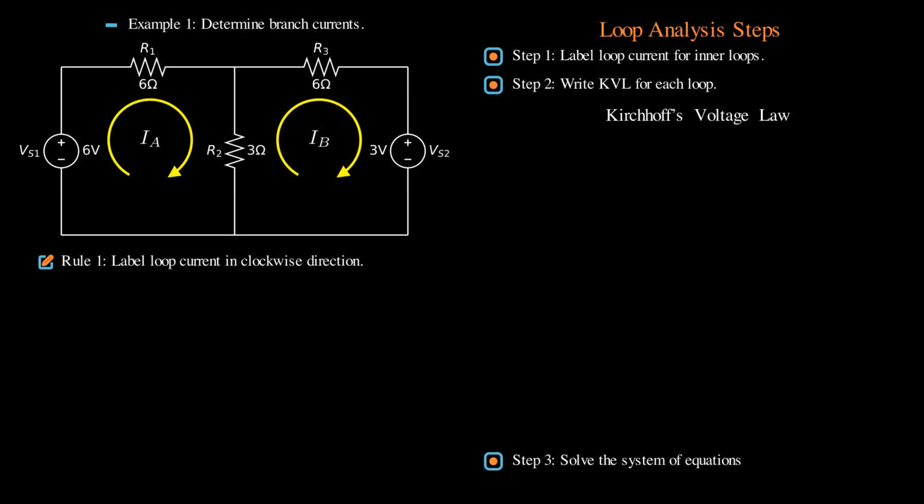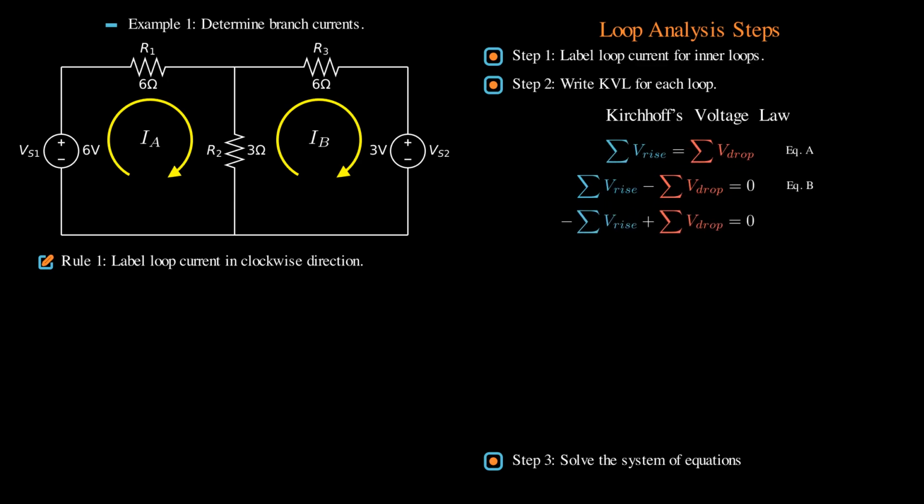There are quite a few ways to write a KVL. The most intuitive way is that the summation of voltage rise around a loop is equal to the summation of voltage drop, as indicated as equation A. If we move the summation of voltage drop to the left, it becomes equation B. If we move the summation of voltage rise to the right, it becomes equation C. If we assume the voltage drop is negative, it becomes equation D. If we assume the voltage rise is negative, it becomes equation E.